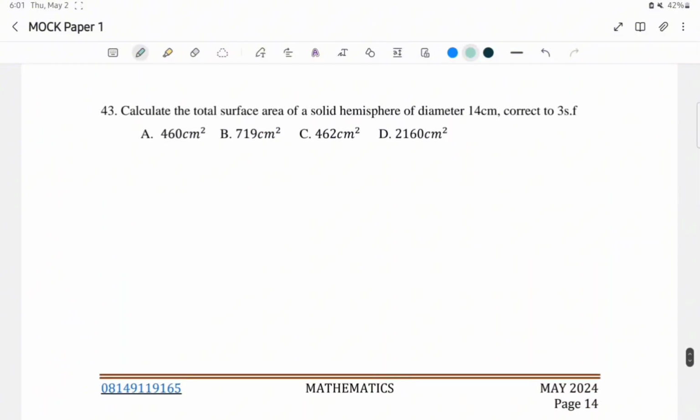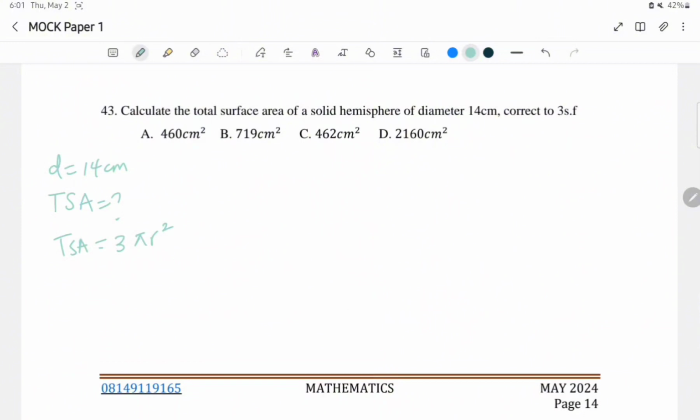Question 43. Calculate the total surface area of a solid hemisphere of diameter 14 centimeter. The diameter is 14 centimeter. We are looking for the total surface area. Well, the formula for the total surface area of a hemisphere is 3 pi r squared.